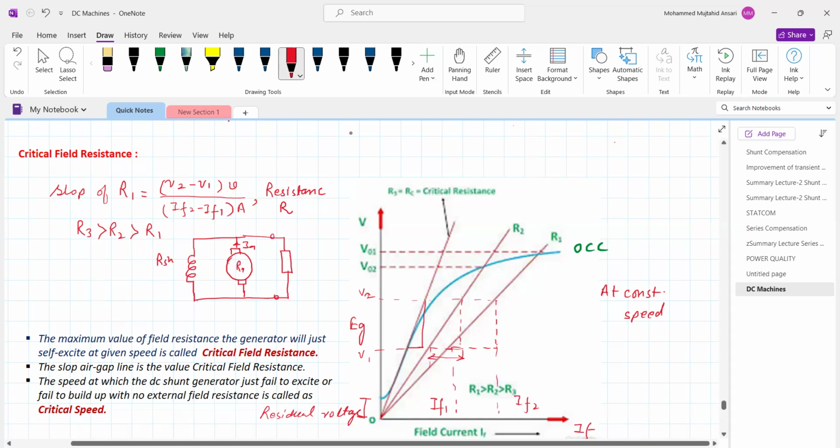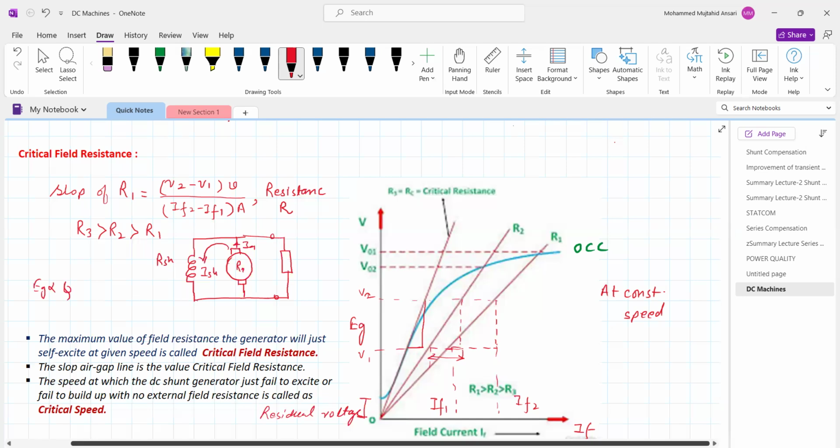Say there is no load. What happened? Because of this residual voltage, this 10 to 15 volt, it is going to circulate a small value of current ISH in the field winding. This small current produces some more magnetic flux, and hence it will increase the EMF, because your generated EMF EG is directly proportional to flux. So it is going to strengthen the magnetic flux.